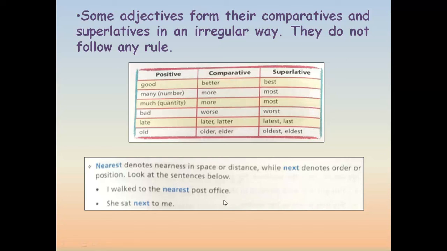Let's read examples over here. I walk to the nearest post office. So nearest post office is denoting distance. She sat next to me. That means she sat just beside me. So nearest denotes distance, whereas next just denotes order or sequence of something. These are all the rules that we will cover today.